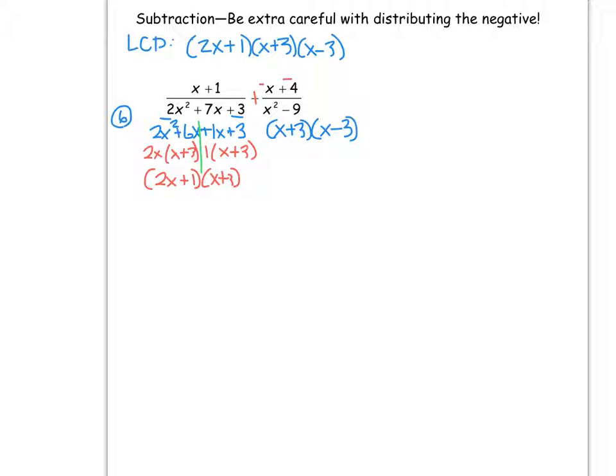So now I go to each fraction and I compare and find out which one's missing. The first fraction has the 2x plus 1 and the x plus 3, but it needs the x minus 3. So I multiply that in. And the second fraction has the x plus 3 and the x minus 3, but it's missing the 2x plus 1. So I multiply that in. Alright, now this is going to be a little harder to multiply than the distributing was last time because I have a binomial times a binomial. So I'm going to have to FOIL here.